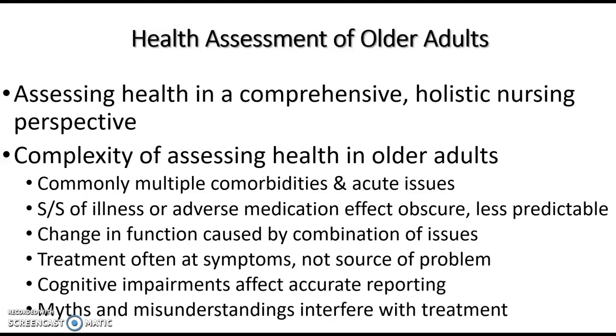In the older adult, it sometimes can be difficult to locate that as being the causative factor. And unfortunately, treatment for the older adult tends to be more aimed at the symptoms that they're experiencing rather than looking at the source of the problem. And that's where a good focused assessment by a nurse really comes in. Between medication interactions and cognitive impairments, sometimes it's difficult to really get an accurate report. Plus, there's a lot of myths and misunderstandings, as we've talked about in previous units, that the older adult faces in looking at what's going on with them.